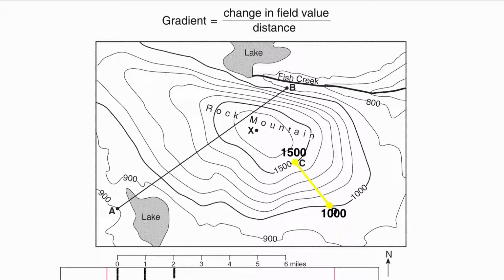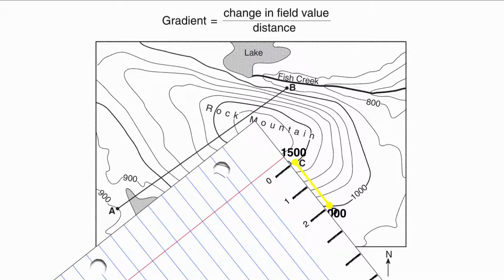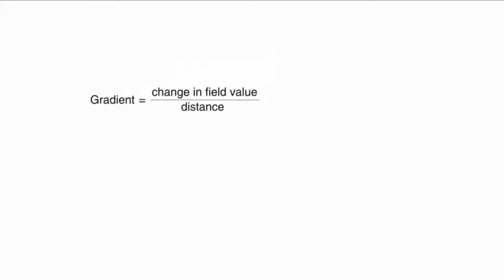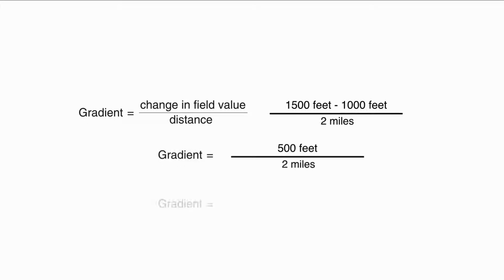So I can mark off on a piece of paper my scale, and I can bring that up to my line and figure out that this has to be about 2 miles across, and then use that data to calculate the gradient. So from C to D, my gradient would be 250 feet per mile. Calculating gradient is no different in a topographic map than calculating gradient in a field. So that's a lot of information, but this video should serve as a tutorial for working with any topographic map.